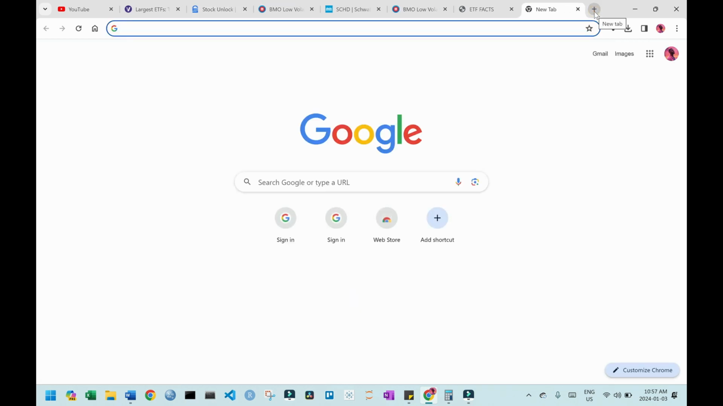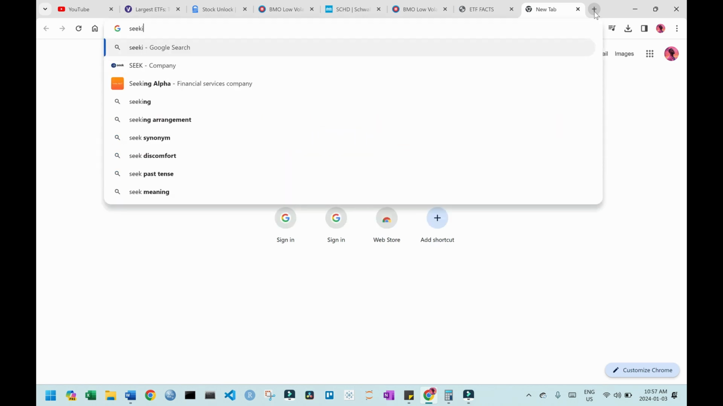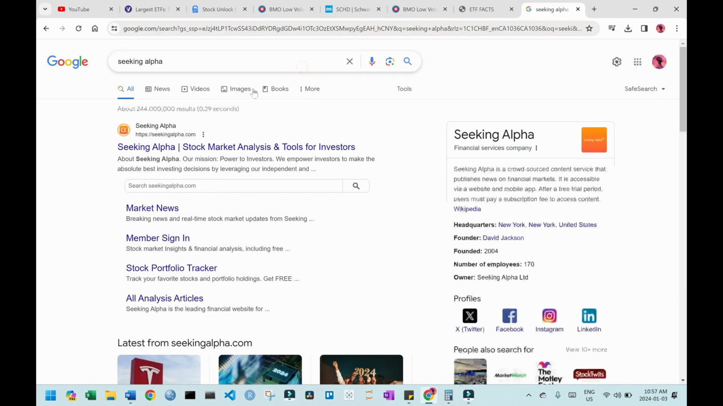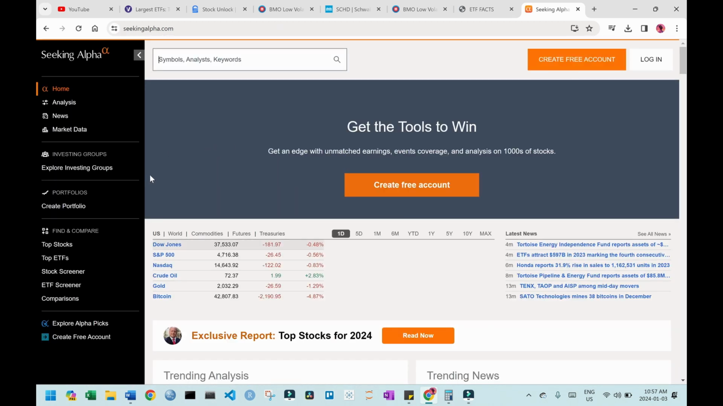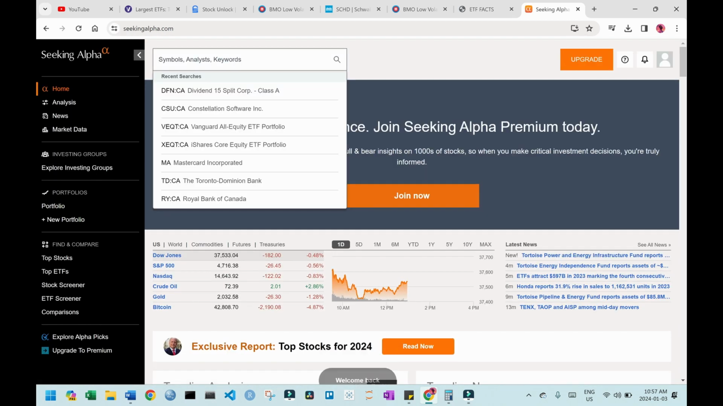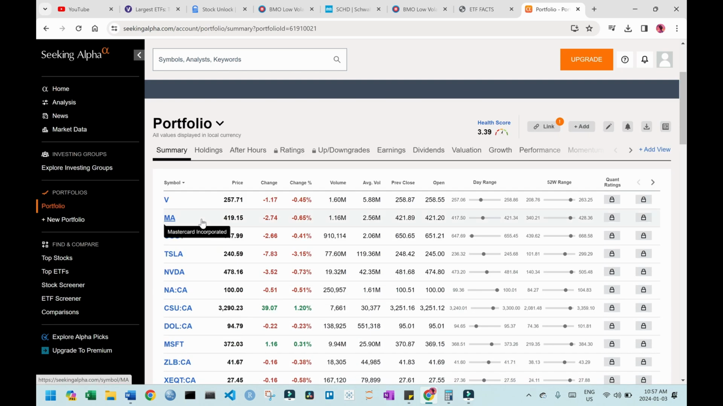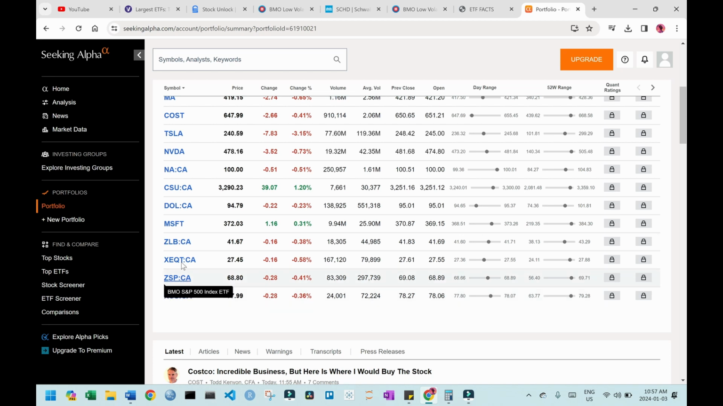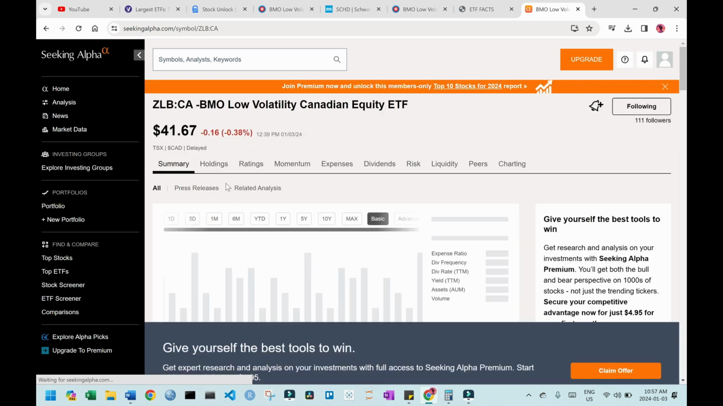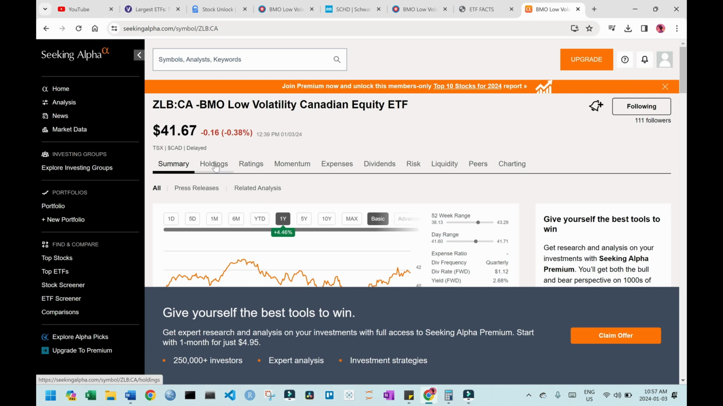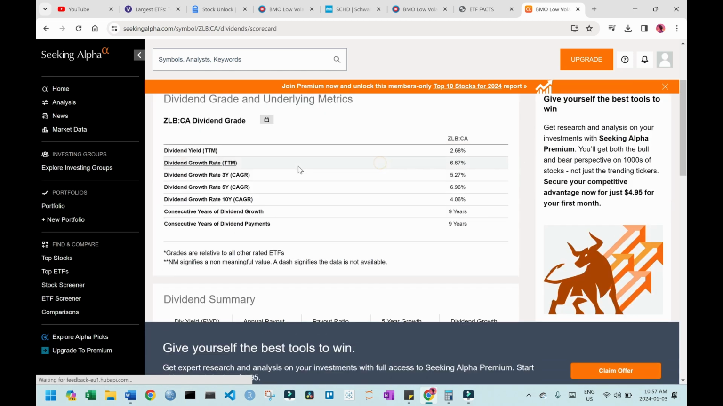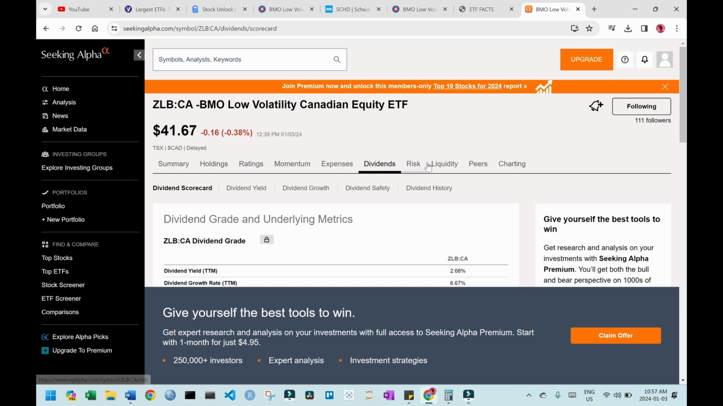I also use Seeking Alpha, which has way more information, and you can always use this if you're interested in it. You go on portfolio. I have several things I have listed here, including ZLB. So if you click on ZLB, it shows you the holdings, the ratings, the dividend history, and several other information, and you can always go on this and play around. Yeah, that's pretty much it.